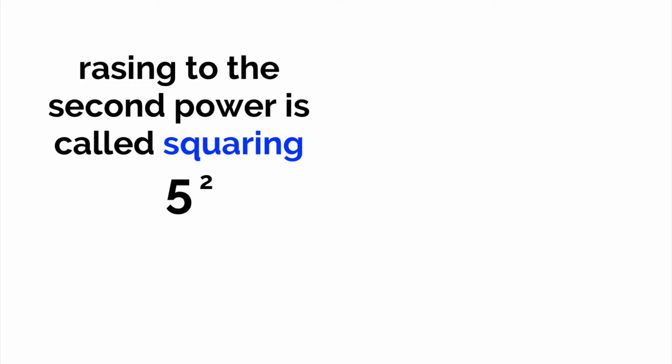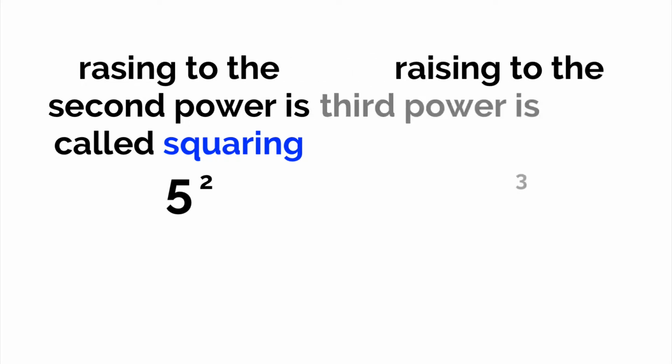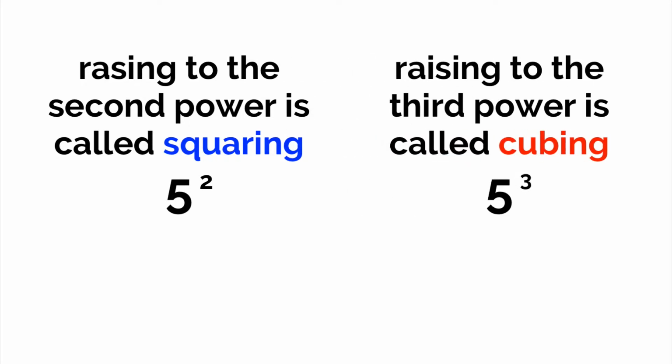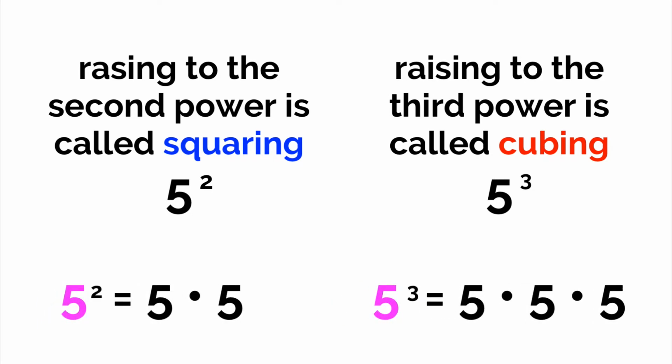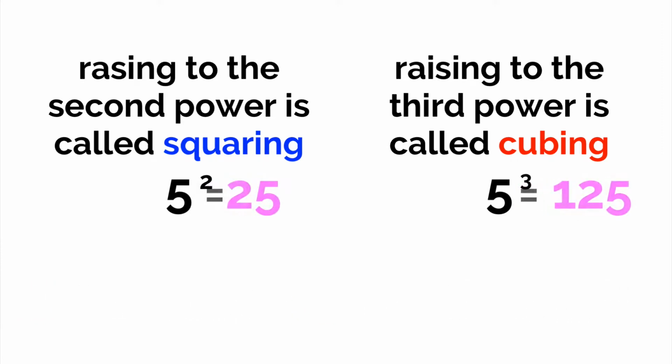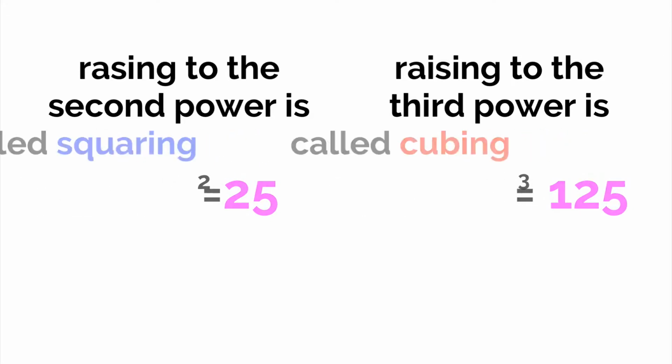So we can say 5 squared. When we raise something to the third power, we are cubing that number. So we can say 5 cubed. In each case, we can write down the base number, the number of times indicated by the exponent, and do the multiplication, which gives us 25 and 125 respectively.